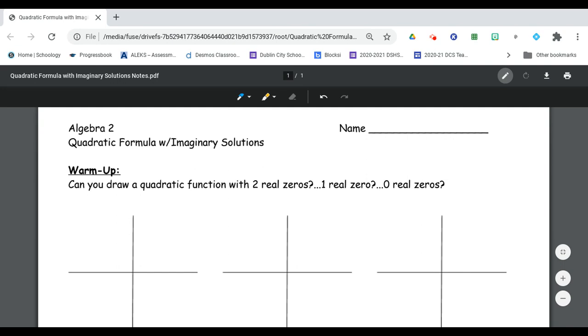Hello, Algebra 2 students. Mrs. Allison here. Today we're going to look at the quadratic formula, but with imaginary solutions.